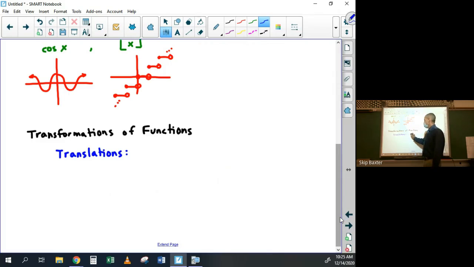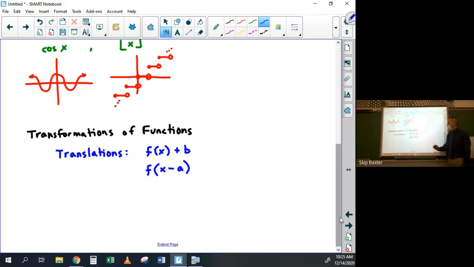which are if you add something to a function, like f of x plus b, or if you add something to just x or subtract something from x, x minus a. This is a shift up or down, and this is a shift left or right. So remember, with the left and right translation, it's opposite of what you would expect. For the vertical translation, it's what you would expect. So if it was x cubed plus 3, it just looks like x cubed put up 3.